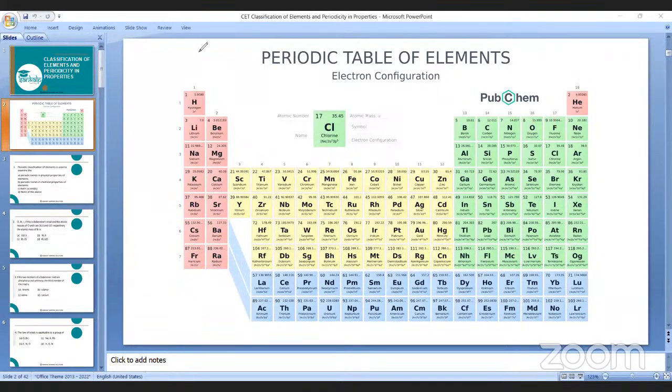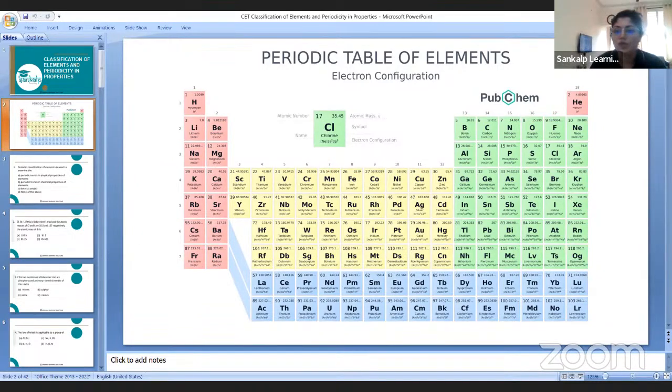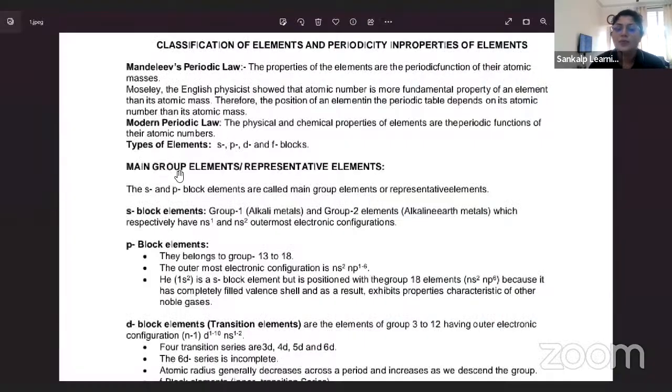Now, based on this, the elements of the periodic table are divided into 4 sections: S block, P block, D block, and F block.